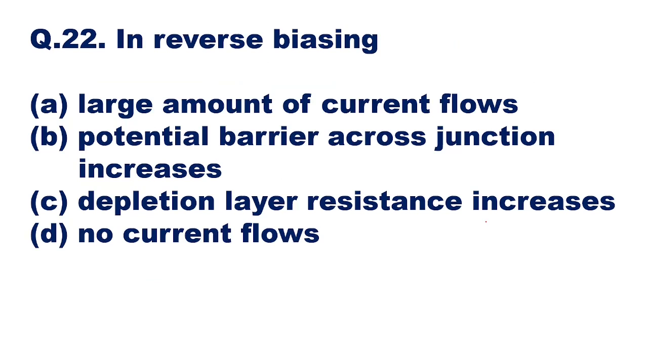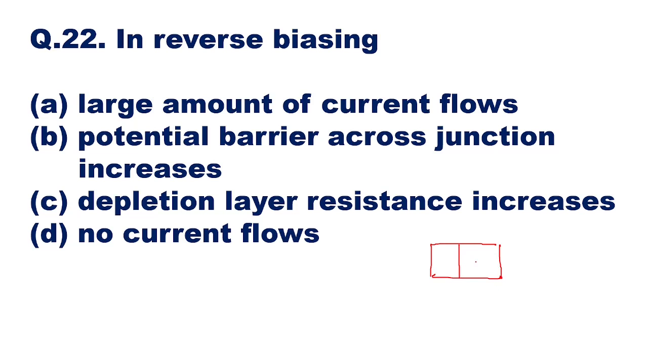Question number 22. In reverse biasing, option A says large amount of current flows. Option B says potential barrier across junction increases. Option C says depletion layer resistance increases. And option D says no current flows. Now, out of this, the thing which specifically happens first is, whenever you have a PN junction and that PN junction is reverse biased.